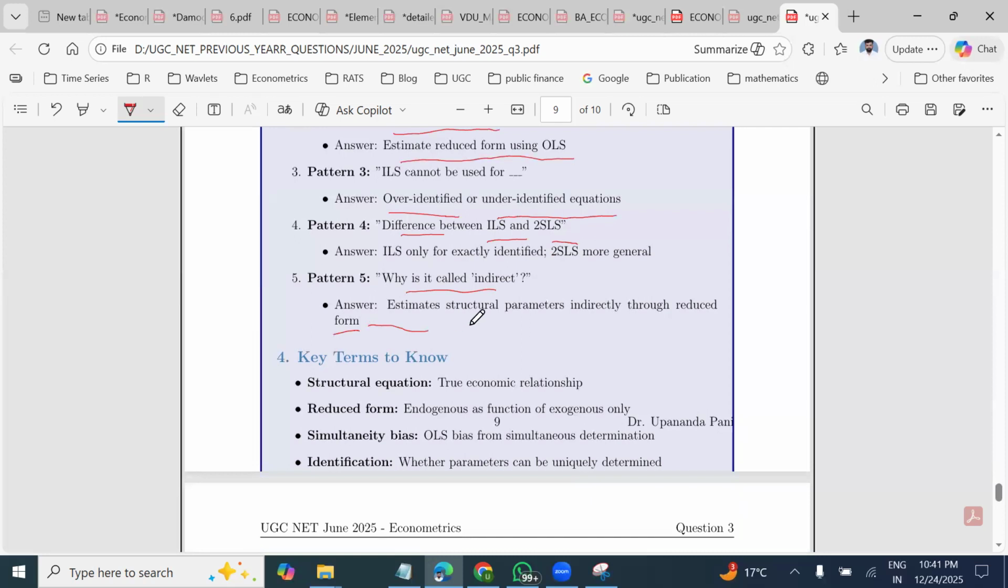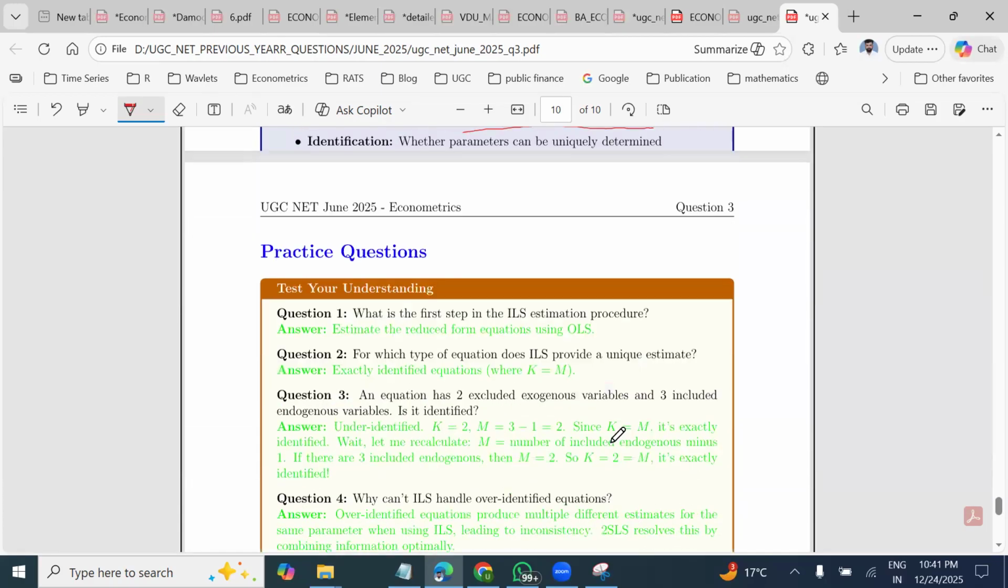Structural equation is the true economic relationship. Reduced form is endogenous as a function of exogenous variables only. Simultaneous bias is OLS bias from simultaneous determination. Identification is whether the parameter can be uniquely determined or not.